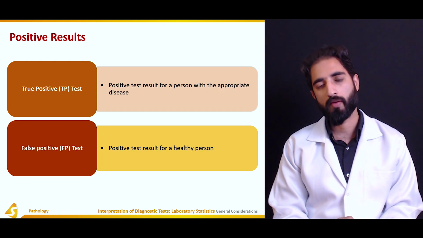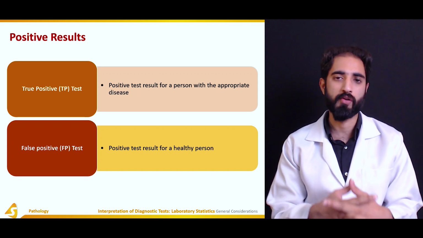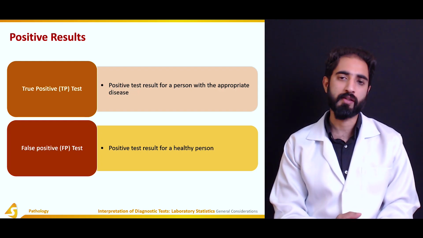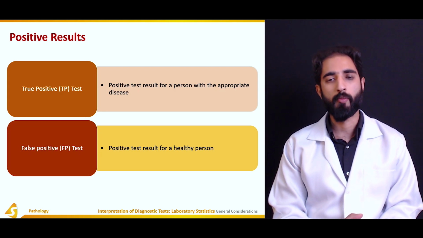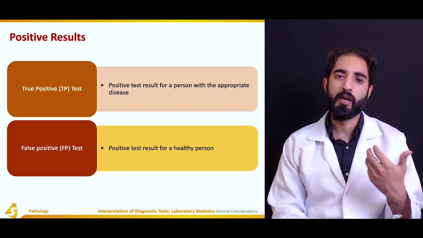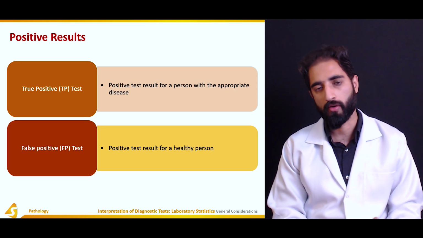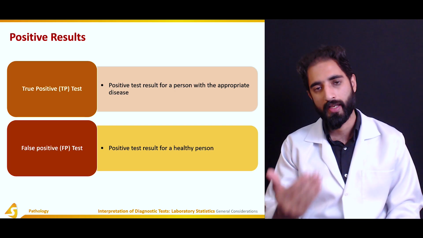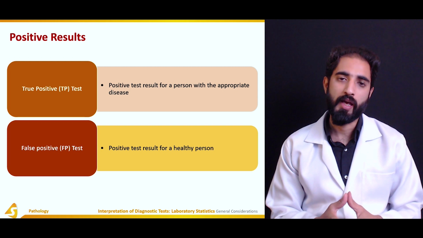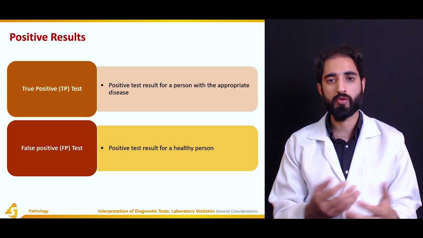But these positive results can be of two types. It can either be a true positive test, or it can be a false positive test. A true positive test, as the name identifies, is a positive test that results for a person with the appropriate disease. So for example, if you consider hyperglycemia, if a test value was greater than 100 milligrams per deciliter, that person had a positive test. And if that person really had hyperglycemia, it means it was a true positive test.